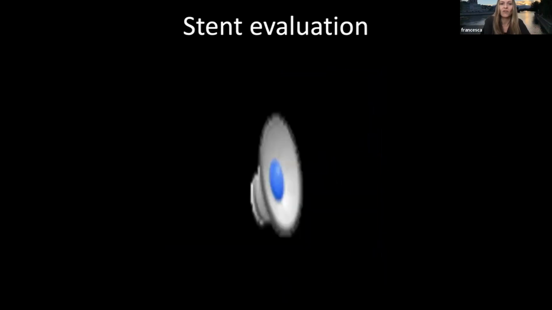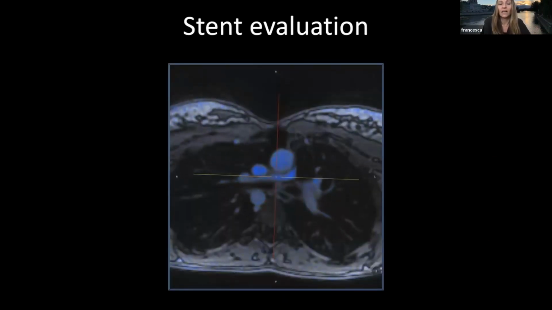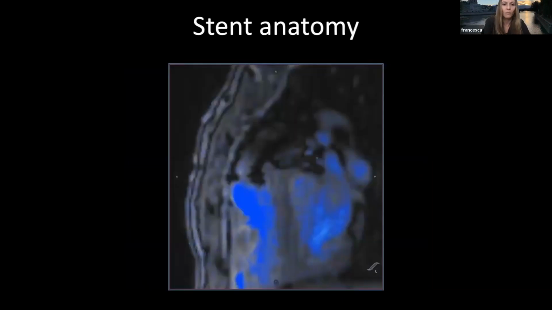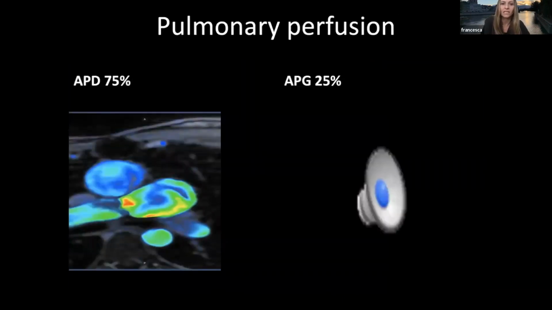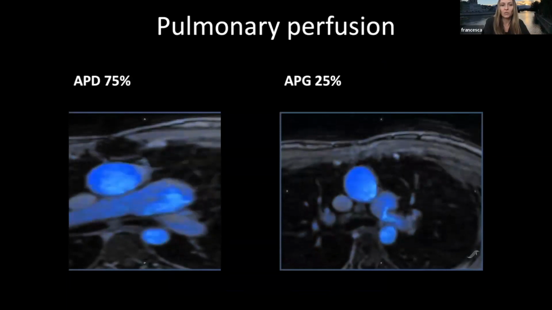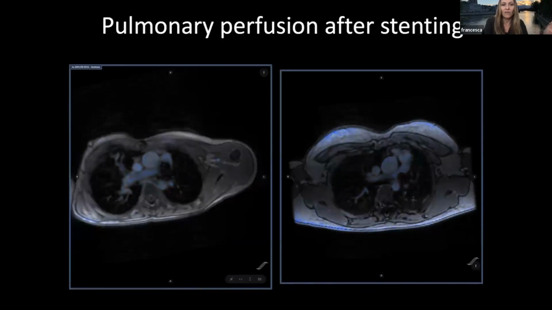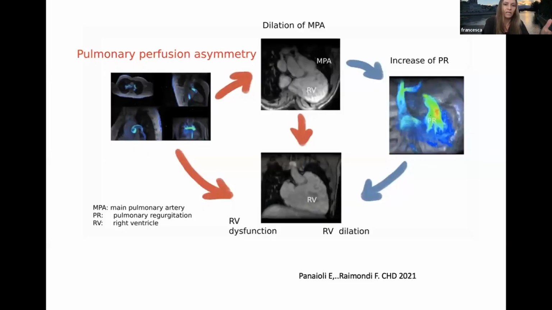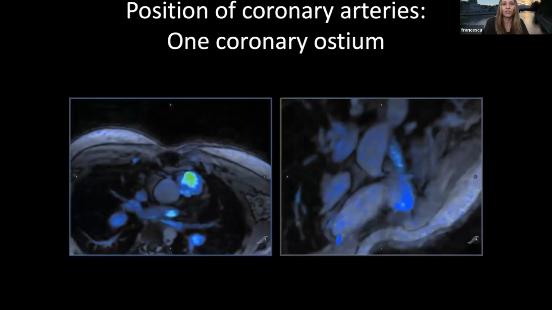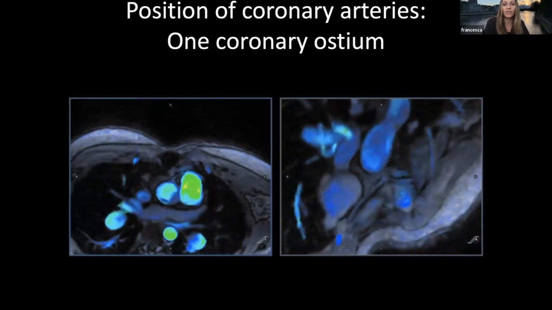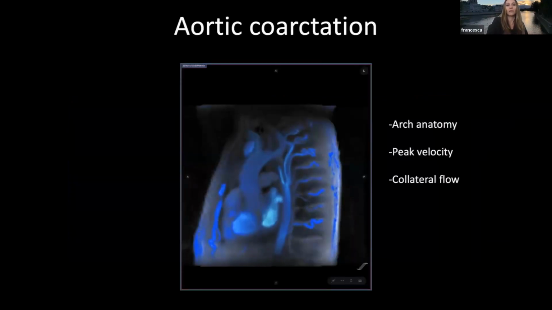And you can study the right ventricular outflow tract, even in complex stent positioning and in complex pulmonary branch anatomy and stenosis. And you can calculate the pulmonary perfusion. In this patient, for example, there was a real asymmetry of pulmonary perfusion. And even after stenting, you visualize the pulmonary perfusion. And we understood, thanks to this technique, that unbalanced pulmonary perfusion is a risk factor of right ventricular dilation independently of pulmonary regurgitation. And you can also, in tetralogy of Fallot, visualize coronary arteries before your hemodynamic procedure.